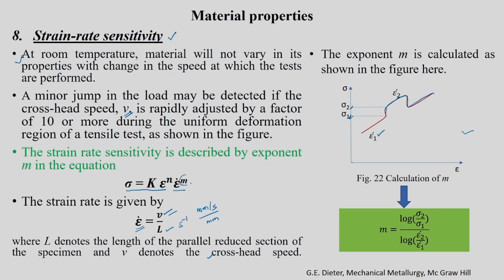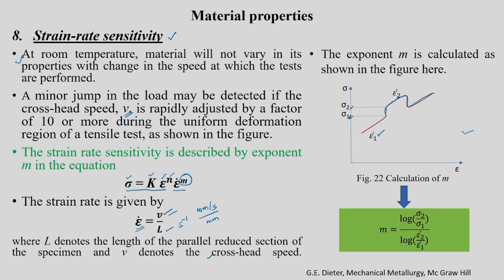This exponent is very important, as it tells you the effect of your strain rate, and it is called the strain rate sensitivity index. Sigma is the flow stress, or true stress, and epsilon is the true strain, which you saw in yesterday's class. k is the strength coefficient and n is the strain hardening exponent, we know that. Now we include one more part, epsilon dot power m, where m is called the strain rate sensitivity index.